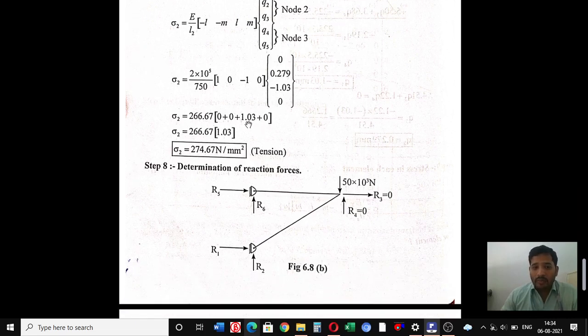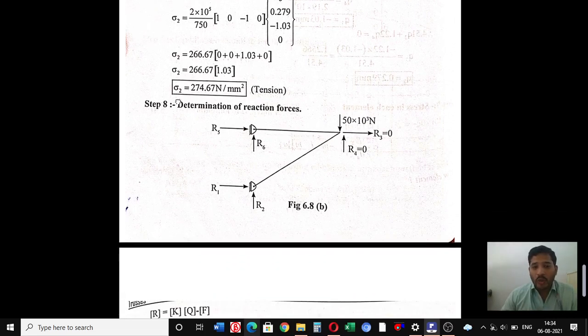After that you need to multiply this value, 266.67 into 1.03, then you will get the value of sigma 2 as 274.67 Newton per mm square. So we are getting the value in positive. If it is positive, we can understand that the tensile force is acting at the second element. At element number 1, compressive force is acting. At element 2, tensile force is acting.